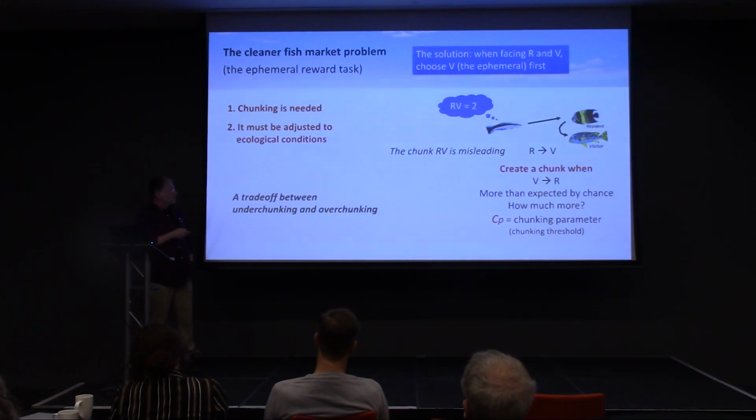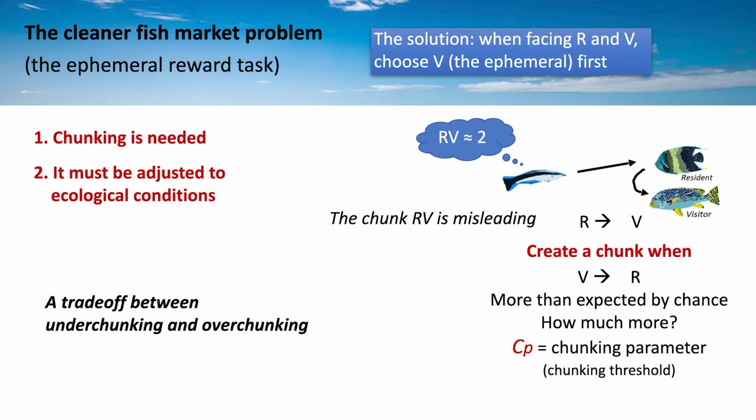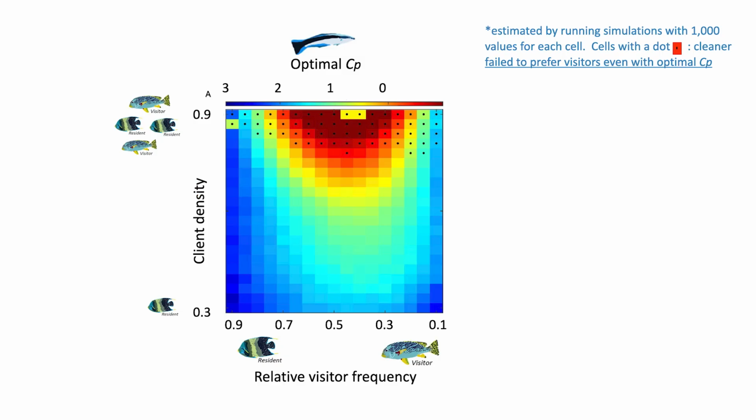And you have the problem of over-chunking. Now, the idea that you have such a trade-off implies that you can have different optimal chunking parameters for different ecological conditions. And you can simulate, for example, what the optimal chunking parameter is. And I'm talking about optimal. Not every fish may get to the optimal. It depends how much experience they have and how much they need to learn.